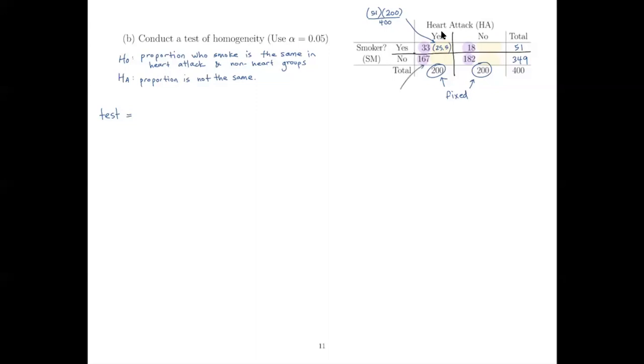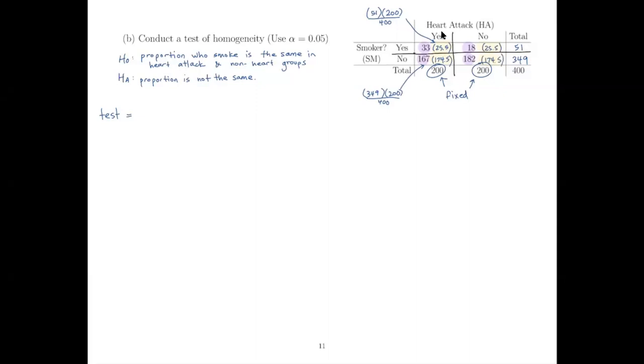So this one here, I've got the row total. So 349 times the column total, 200 divided by the 400. So 349 times 200 divided by 400 gives me 174.5. And you could follow similar rules here to work out the expected values, and you're going to get 25.5 and 174.5.